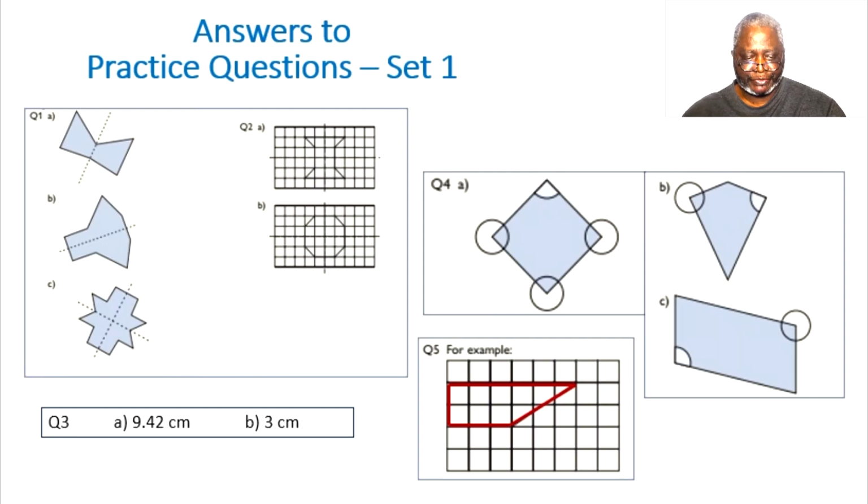And these are your answers. Okay? So you can look at it. It's very likely that you'll make some mistakes on these particular practice questions. But don't be put off by it. Just attempt it and then you correct yourself. By the time we finish, you'll be more confident. Question 3, you have to give figures. So it's 9.42 centimeters. And question 3b is 3 centimeters.